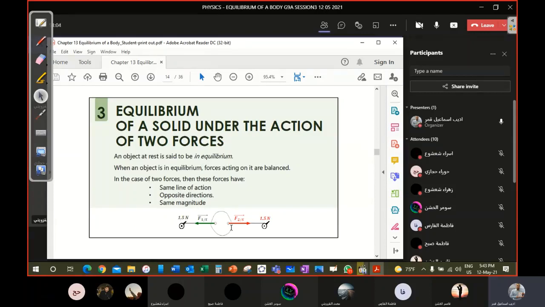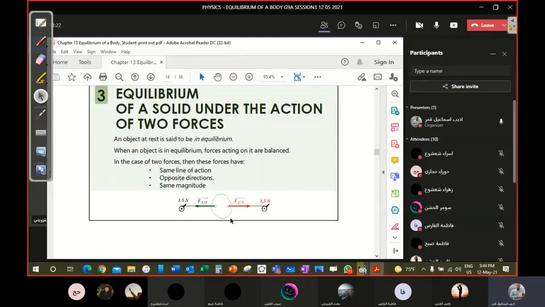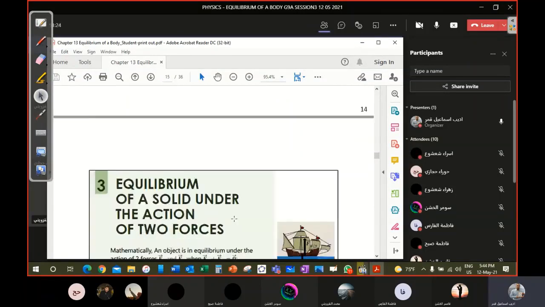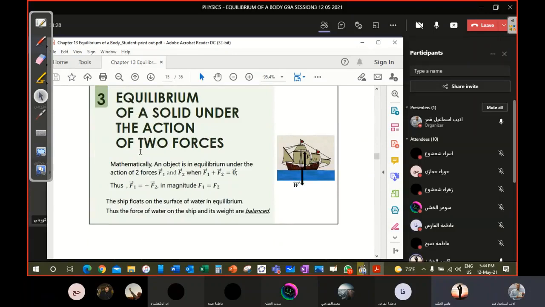For example, let's take this body. Okay, it's under the action of two forces. واحدة بشدوا هيك spring balance، بشد هيك spring balance، اثنيناتهم معلقين مثلا بجلدي بورقة. فإذا بنقول this paper is under the action of two forces. Okay. راح ناخذ examples. Equilibrium of a solid under the action of two forces.